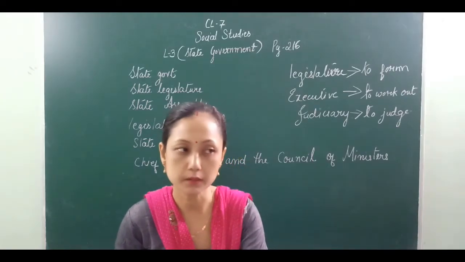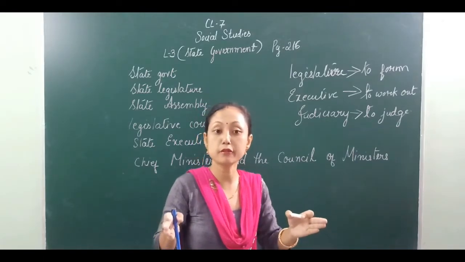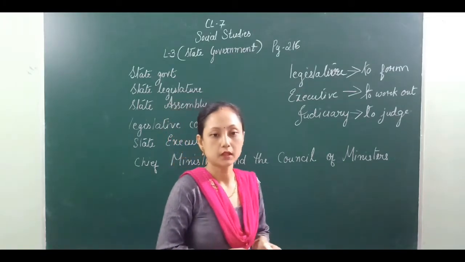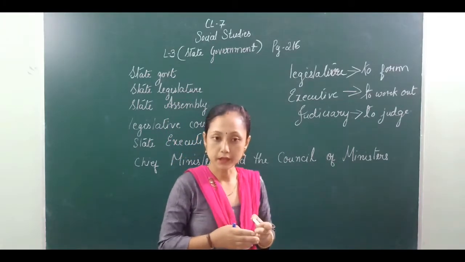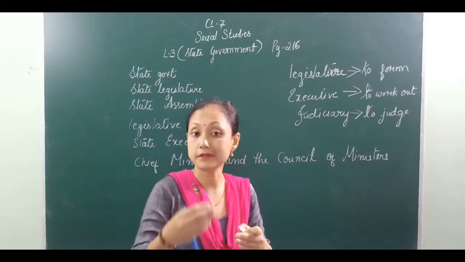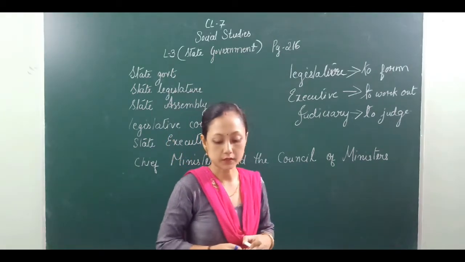Now, what are the terms? Terms means here we find how long he can remain as an MLA in the government. The term of an MLA is 5 years. Every MLA used to be changed after every 5 years, that is when elections are being conducted.